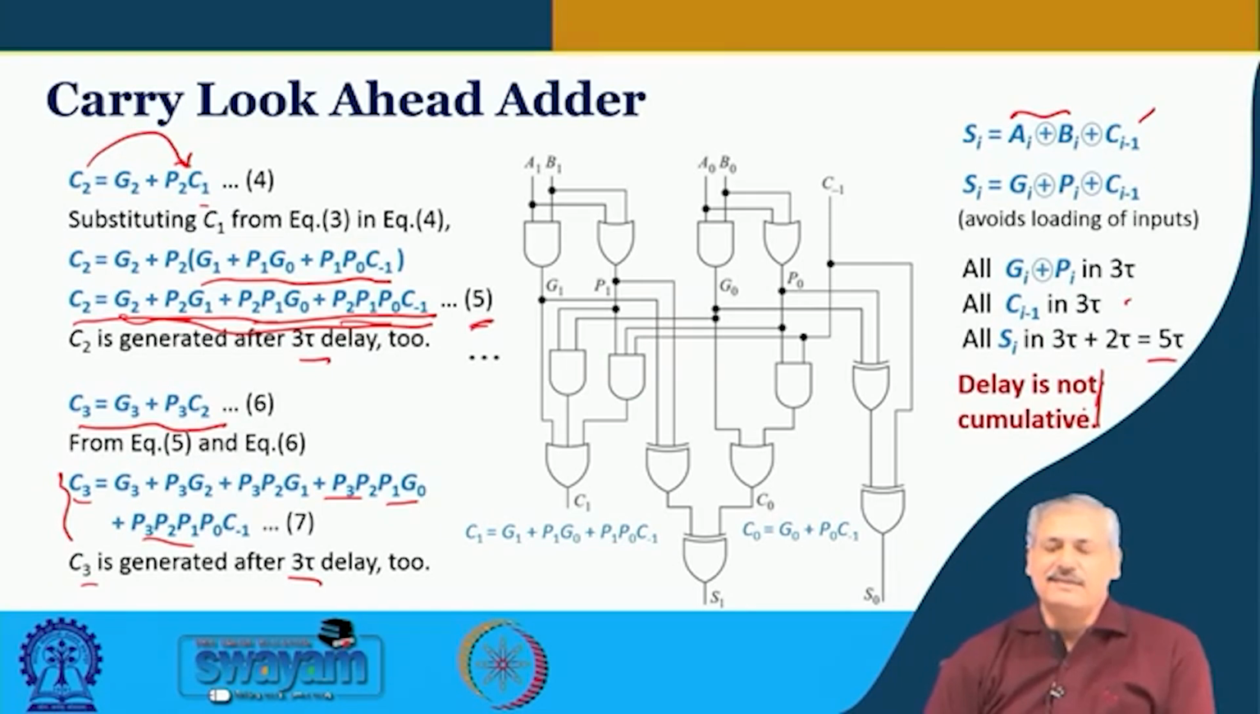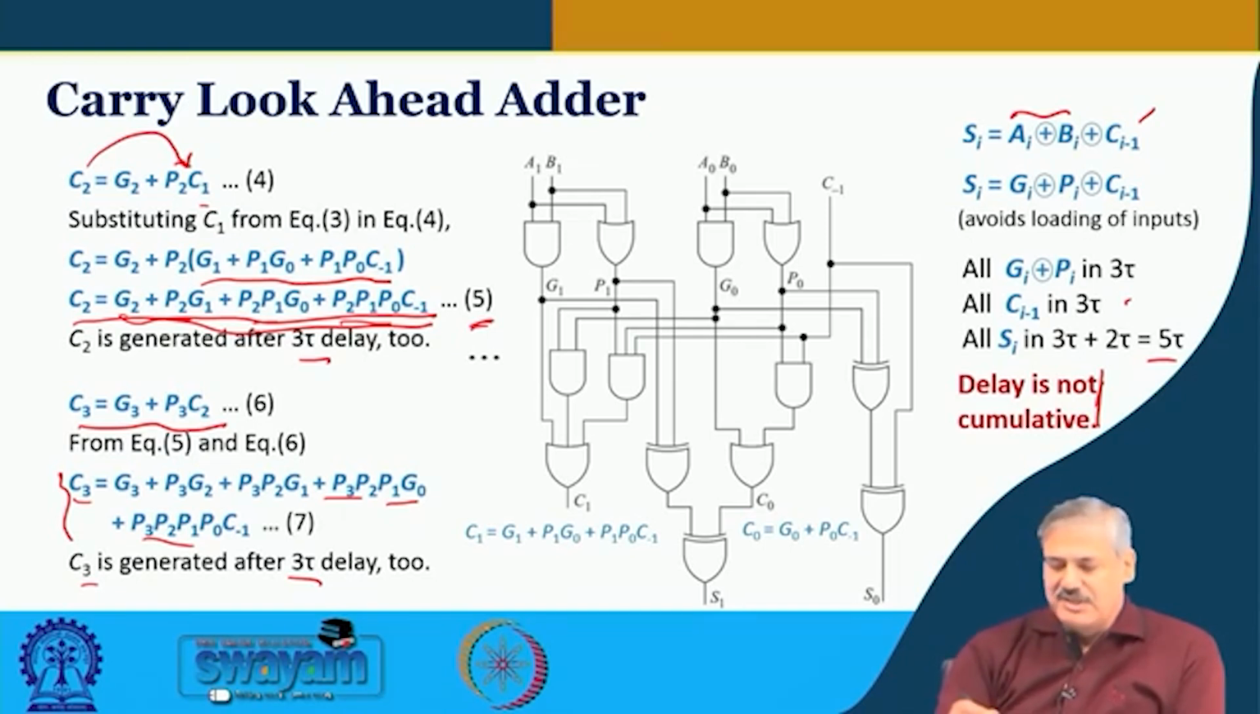And how do we realize this circuit? The circuit realization is a little bit more complex than in the case of the normal ripple carry addition. We are showing 2 such bits here. This is A1 B1 and this is A0 B0, and G1 P1 and G0 P0 are getting generated by an AND gate and an OR gate, AND gate and OR gate.